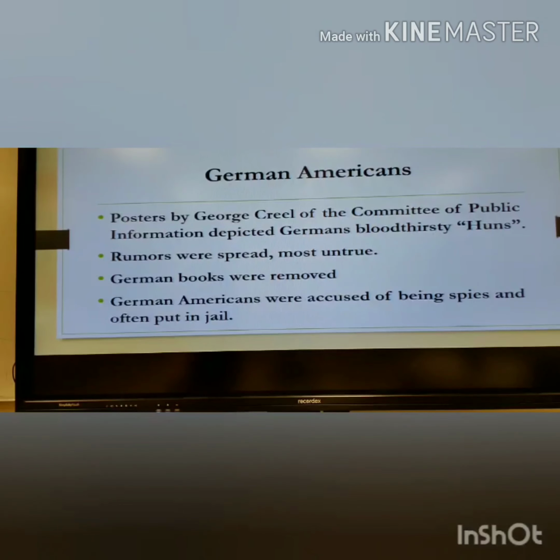German books and anything dealing with the German culture was disregarded and removed. There were thousands of German Americans accused of being spies and often put in jail. So yeah, this was not a good time for anyone that was German. In fact, hundreds, if not thousands of Germans changed their names and disassociated themselves with the German culture in order to remain safe here in the United States.